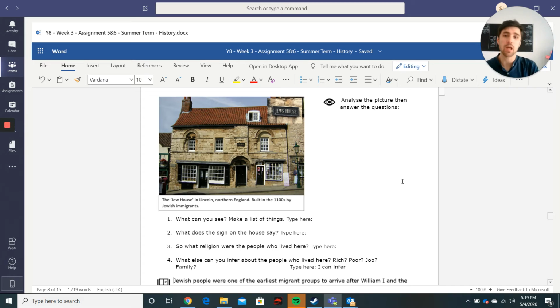Now, this is one of my own photographs, actually. It's a photo of a house which I saw when I went to visit Lincoln Castle with my brother. And I found it quite bizarre and quite strange. As you'll see, if you look at it, this is the Jew House in Lincoln, which seems a bit weird and not something you'd expect to see in modern day. So I thought I'd look into it. So we're going to use it in a lesson because I think it's interesting.